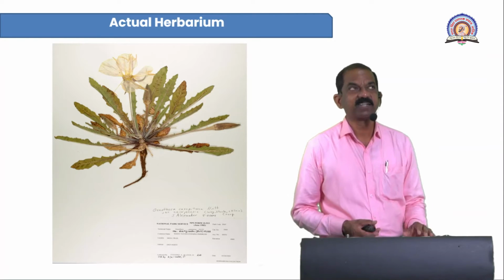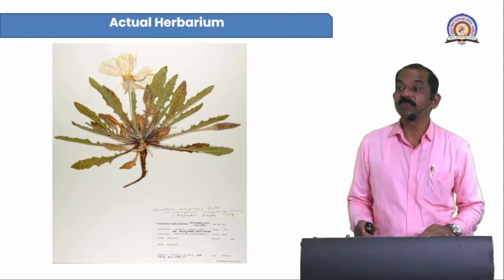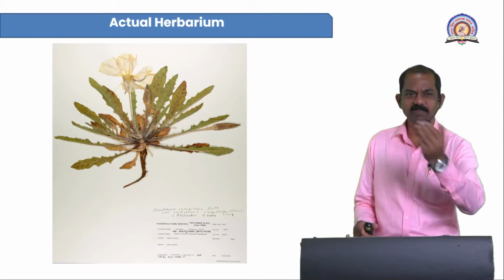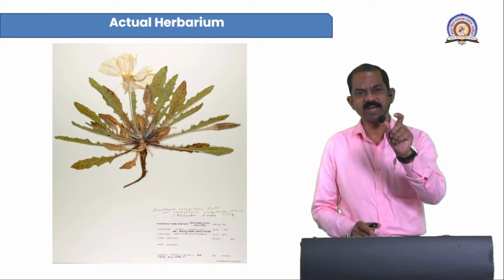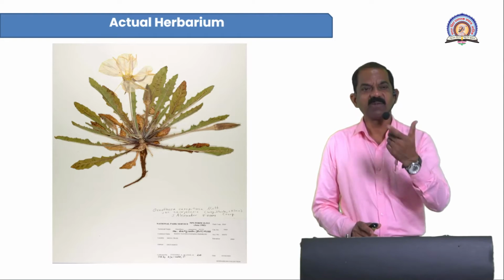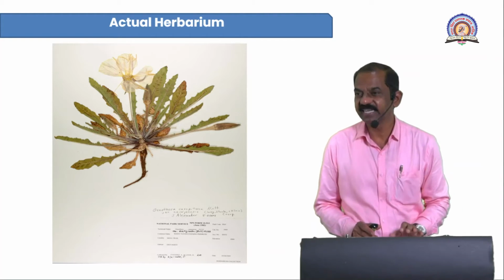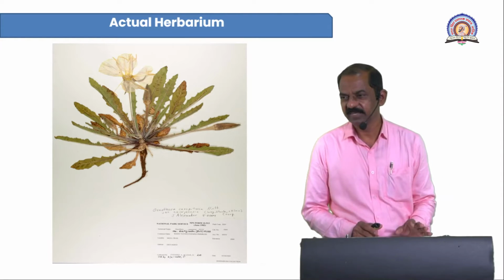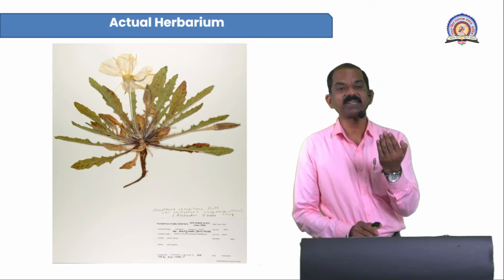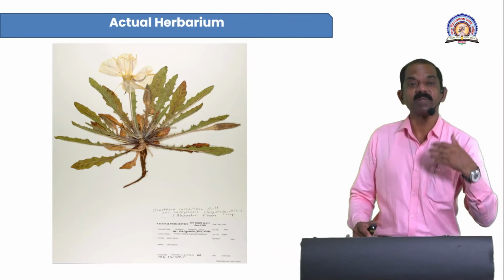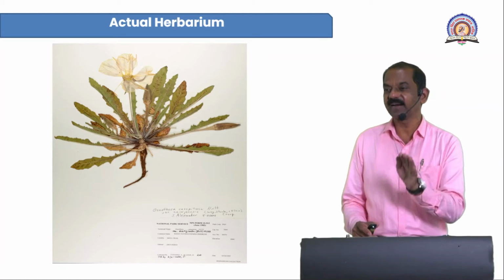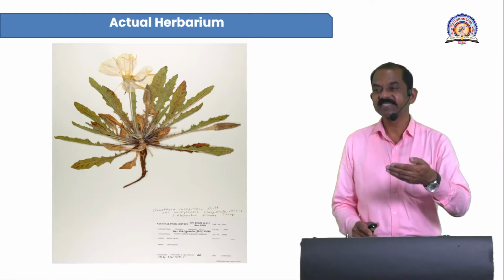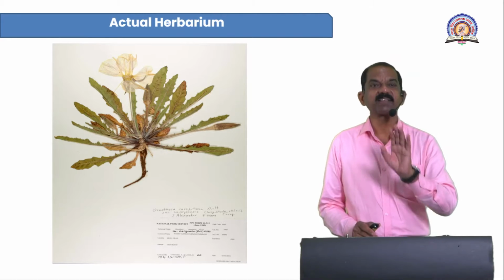See here the actual pictures of herbarium, how we can prepare the herbarium. This one is a plant specimen having a flower, leaves, roots. Why? They are herbaceous in nature. This one we simply call a herbarium: preservation of a plant specimen or part of a plant specimen in a dried form on a paper sheet.